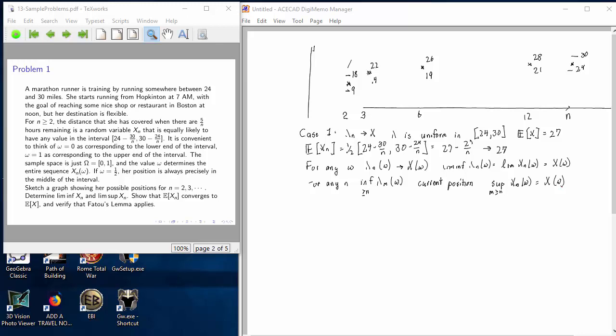Okay, so that's all there is to case 1. Fatou's Lemma applies because what Fatou's Lemma says is that the lim inf of the expectation is always greater than or equal to the expectation of the lim inf, and in this case the two are equal.